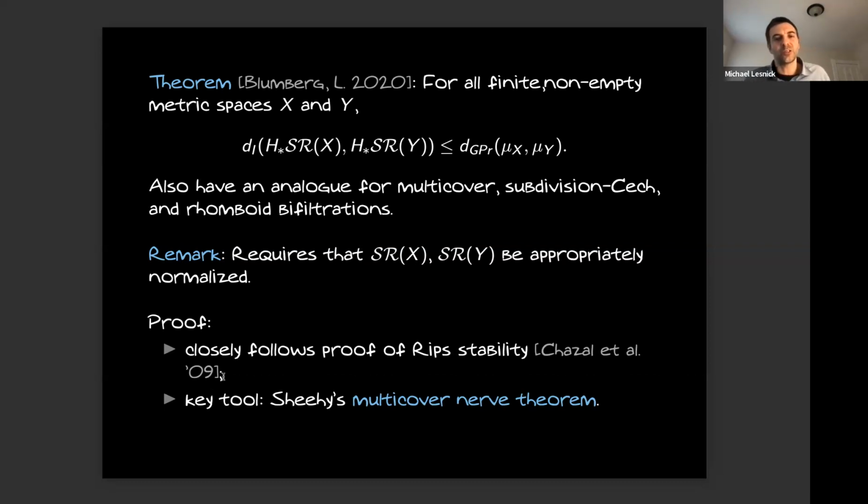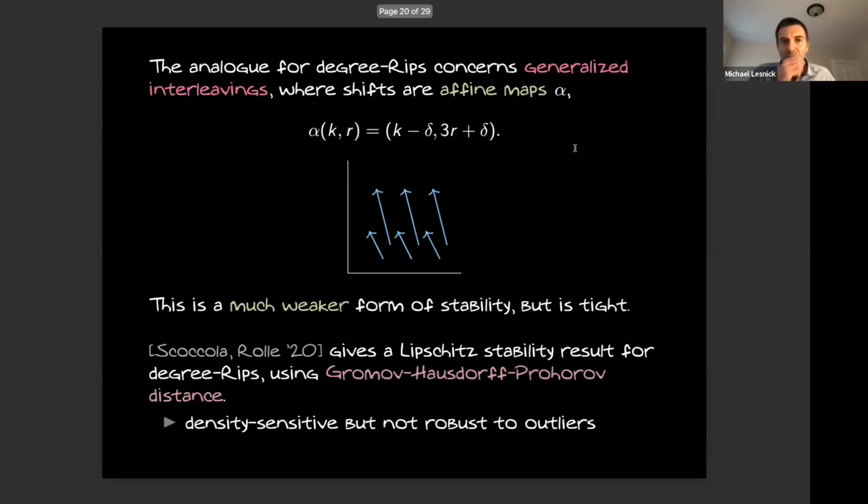About the proof of this, it closely follows the proof of ordinary Rips stability, the original proof due to Chazal and company, where they use the nerve theorem, and here the key novel tool that we need, or well, we didn't come up with it, but it's sort of novel to the proof strategy at least, is Sheehy's multi-cover nerve theorem, which I think I mentioned before in passing. All right, so this is a close analog of ordinary Rips stability in the one parameter setting, but now we're in the two parameter setting, and this result is density sensitive and somehow outlier robust.